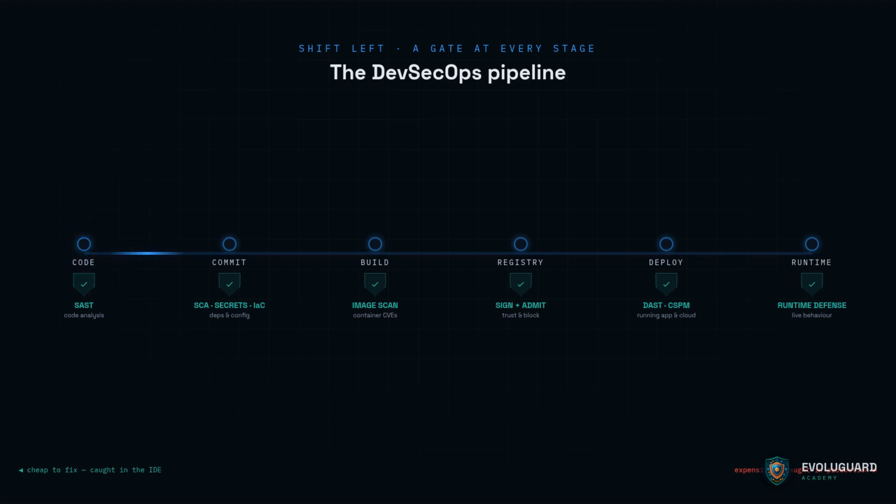Here's the spine of the whole assessment, your delivery pipeline, with a security gate at every stage. Code, commit, build, registry, deploy, runtime. Each gate catches a different class of vulnerability, and a finding gets exponentially more expensive the further right it travels. A bug caught in the IDE costs a developer 2 minutes. The same bug caught in production costs an incident bridge at 3 a.m. We're going to walk this pipeline left to right.